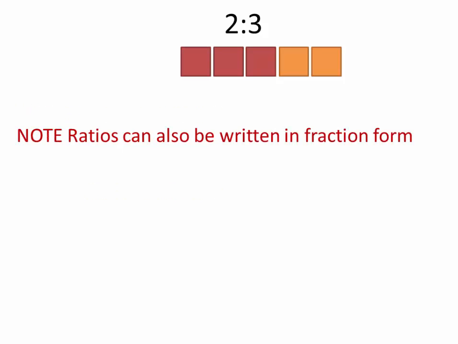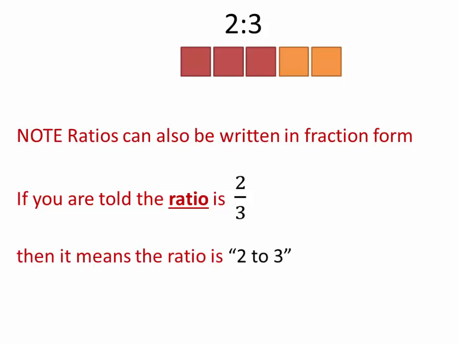Note that ratios can also be written in fraction form, so if you're told that the ratio is 2/3, you should say it in the same way. The ratio is 2 to 3. So whenever you see the word ratio, you're thinking something to something else.